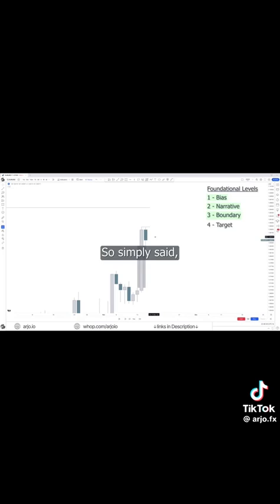What is the target? Because before we get into an entry pattern, we need to first understand the overall target. The first target is very simple. When we are looking at the narrative and the boundary, we are looking at a PD array to trade off of. In this case, it's the daily fair value gap right there. On the same exact time frame, we are going to encounter a first premium array, which is this swing high right now. Can also be a previous day high, for example, or a previous day low. So simply said, the foundational level number 4, that target, is the first opposing PD array.